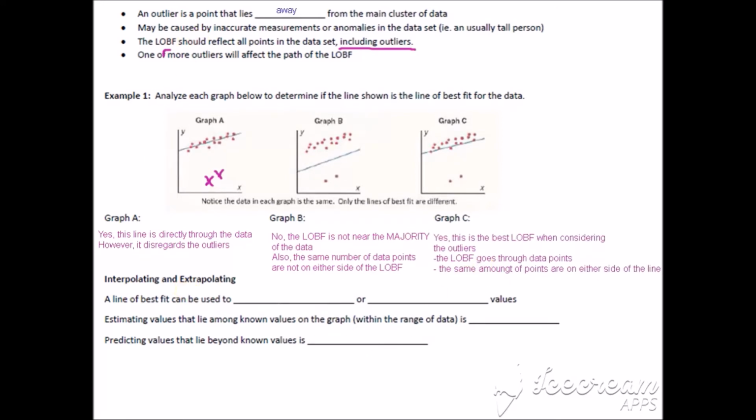Okay, now interpolating and extrapolating. A line of best fit can be used to interpolate or extrapolate values. Estimating values that lie among known values on the graph is called interpolation. Predicting values that lie beyond known values is extrapolation.